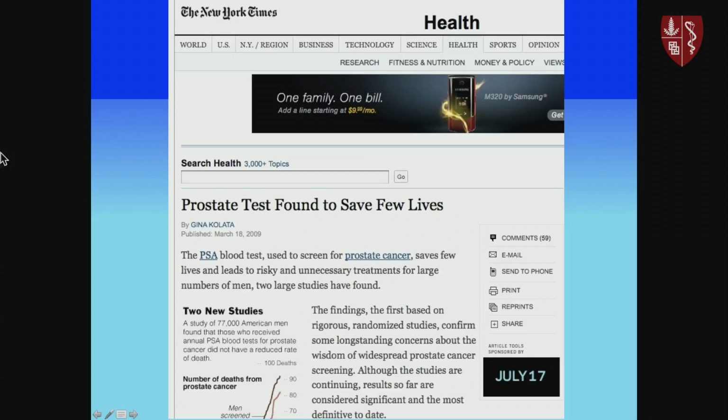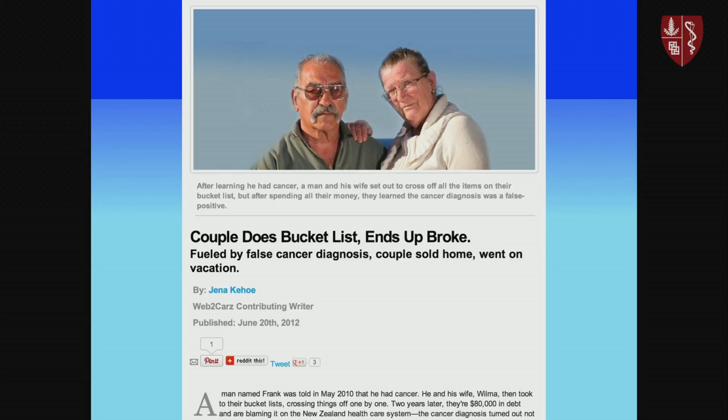And then we get the downside of these tests. The PSA blood test, hyped, used for years, and then it was found it saved very few people and caused a lot of damage. This is the real downside of bad tests. Couple does bucket list, ends up broke. Fueled by a false cancer diagnosis, the couple sold their home and went on vacation. They dissolved their retirement accounts and they came back to find out he was fine, but they were broke. So tests have consequences, and we'll be talking about those. It's both amusing and not so amusing.